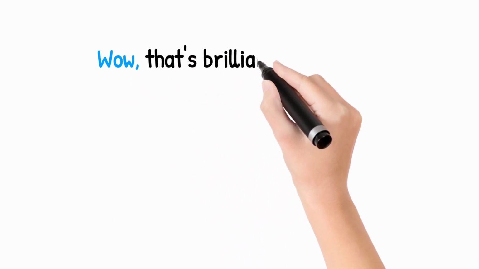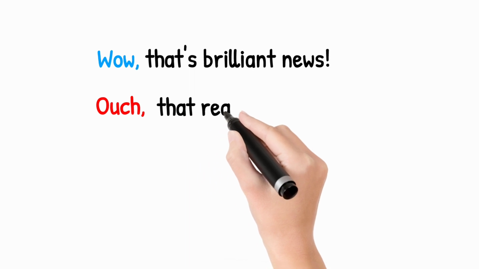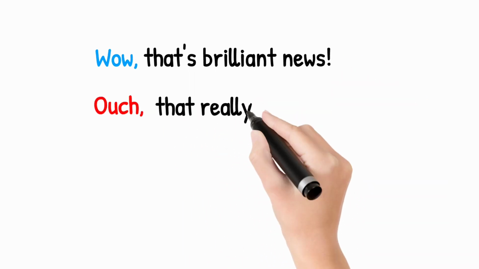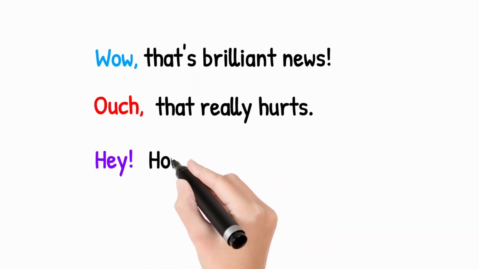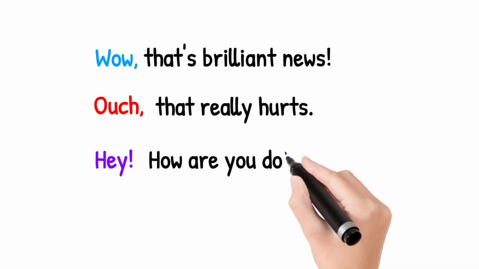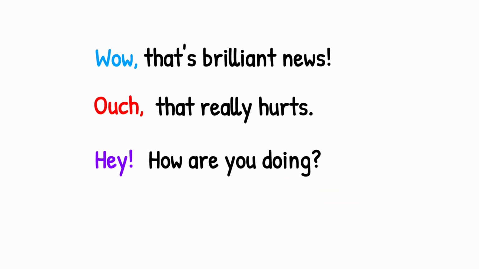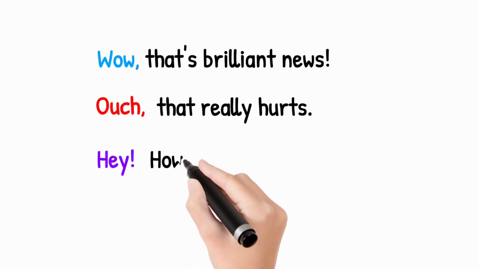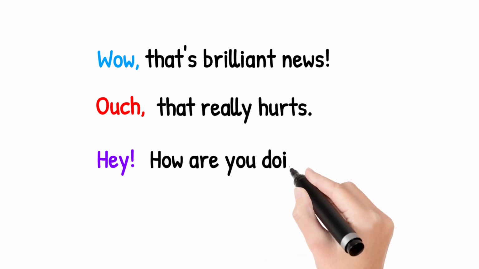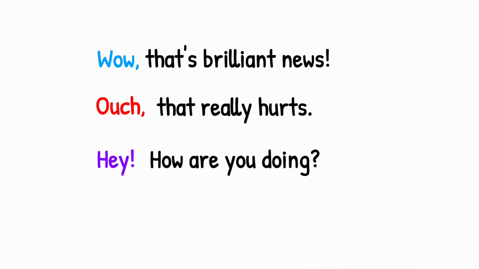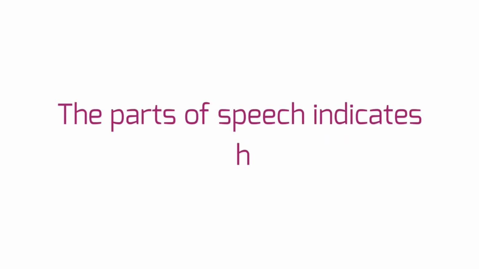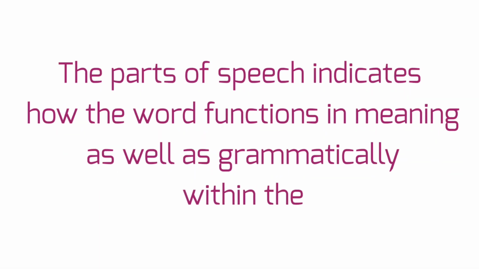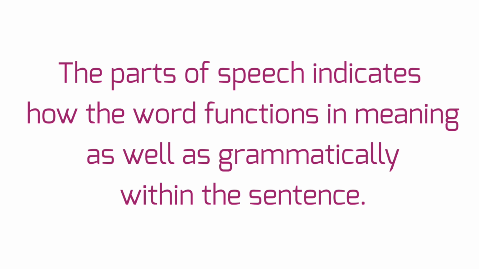Wow is an expression word, and the sentence ends with the exclamatory mark. So this is the indication of an interjection sentence. Ouch, that really hurts! It's an exclamatory sentence. Hey, how are you doing? So it is an exclamatory sentence, although it is in an interrogative form. What we have learned from these parts of speech indicates how the word functions in meaning as well as grammatically within the sentence.